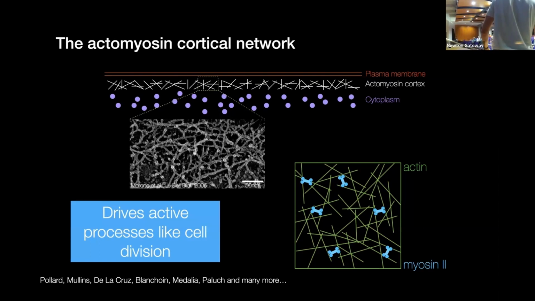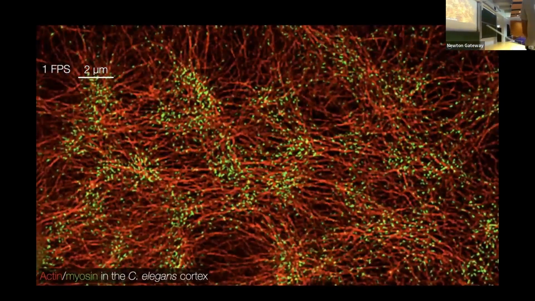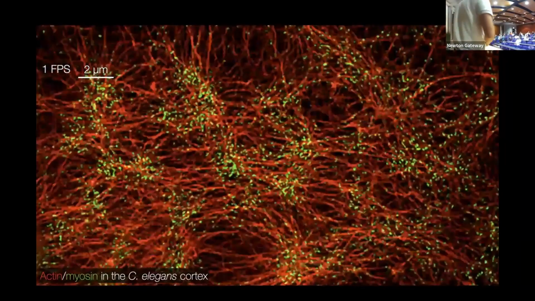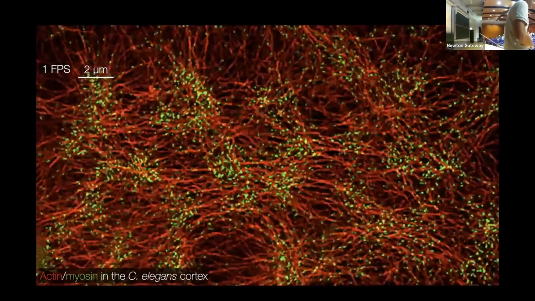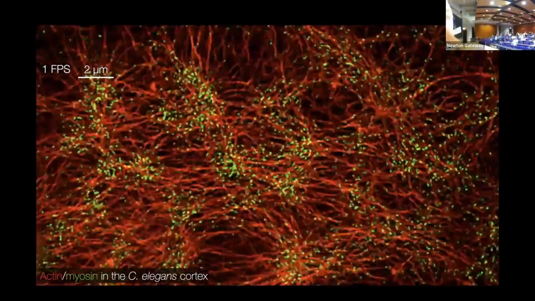This is responsible for any type of shape change of the cell. If a cell divides, it has to depart this spherical shape. These types of shape changes are generated by active myosin. We look into this from C. elegans. This is a recording from the one-cell stage C. elegans embryo we've done with the best microscopes that we have.